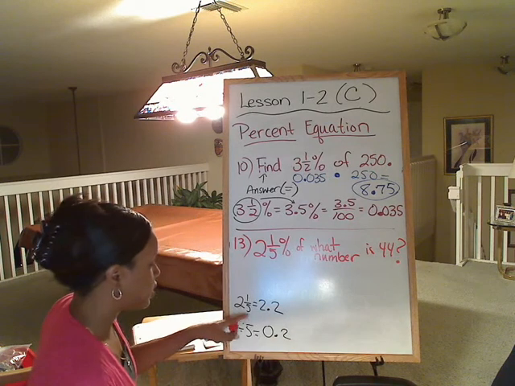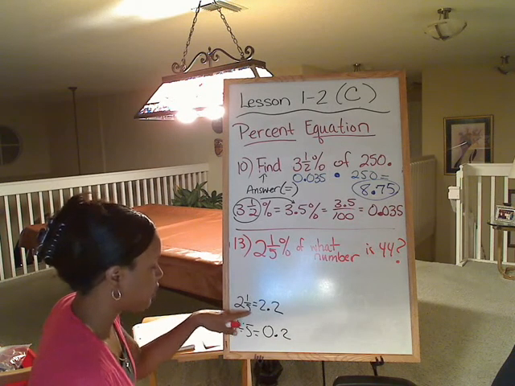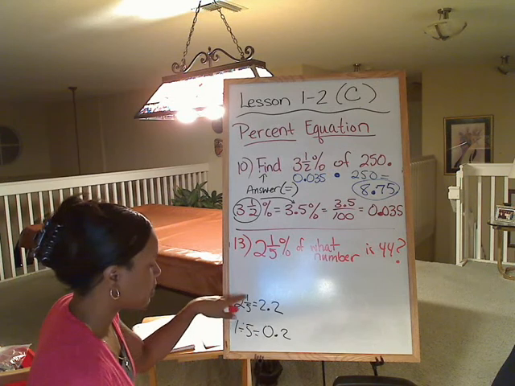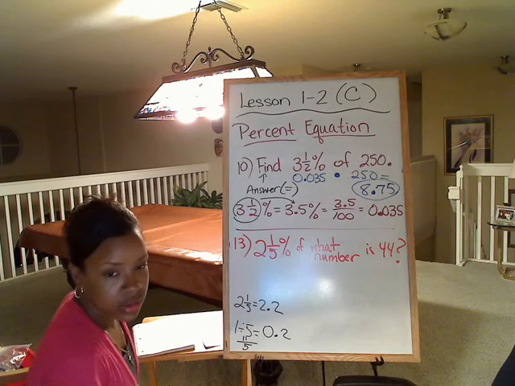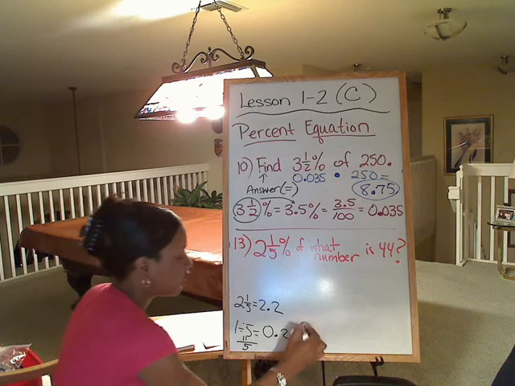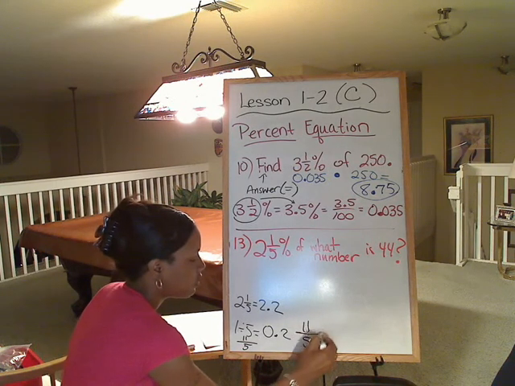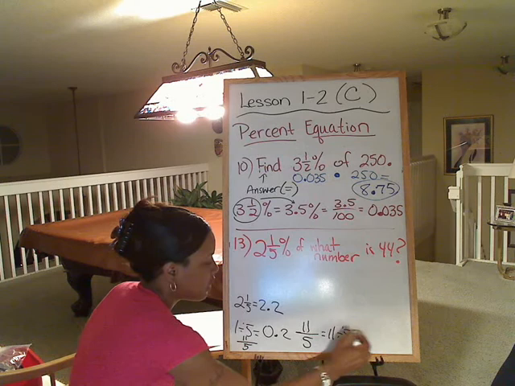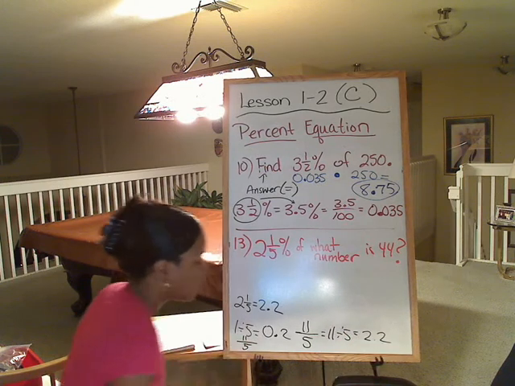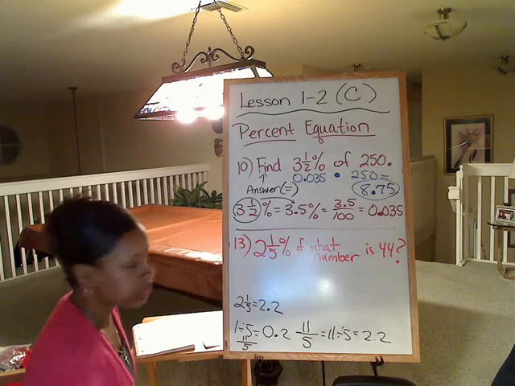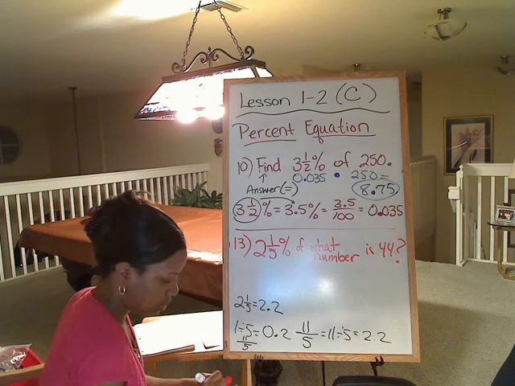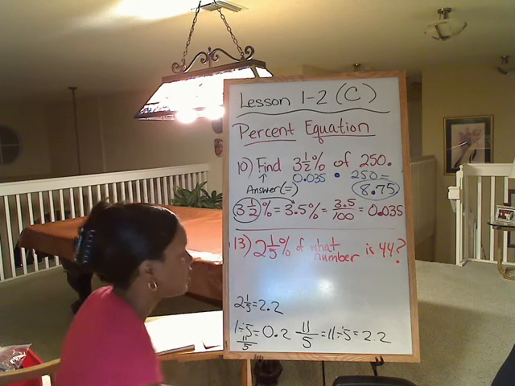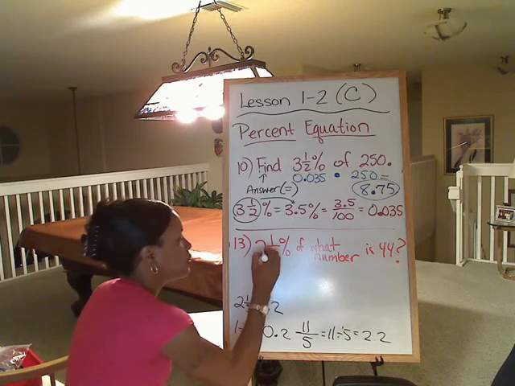Another way to do that is change this to an improper fraction. 5 times 2 is 10. 10 plus 1 is 11. You get 11 over 5. Sorry, that's kind of small. I'll write it over here. 11 over 5, which is 11 divided by 5, which is 2.2. So either way, you get 2.2. Let's write this in another color. We just changed the fraction to a decimal. This is 2.2%.